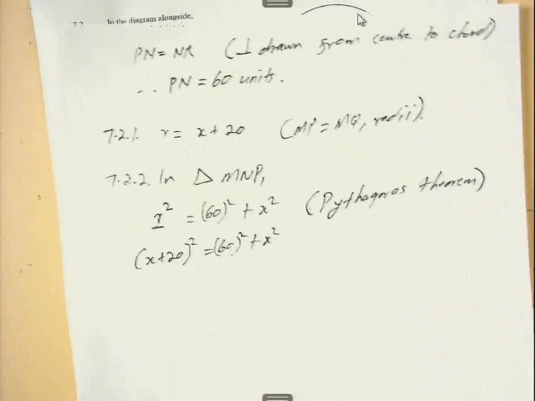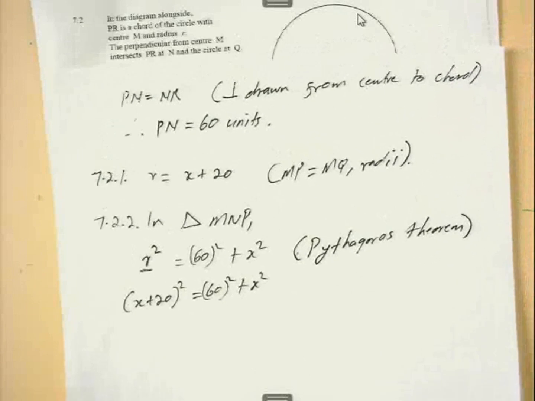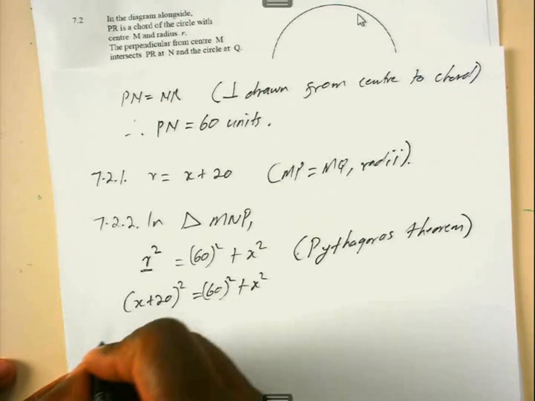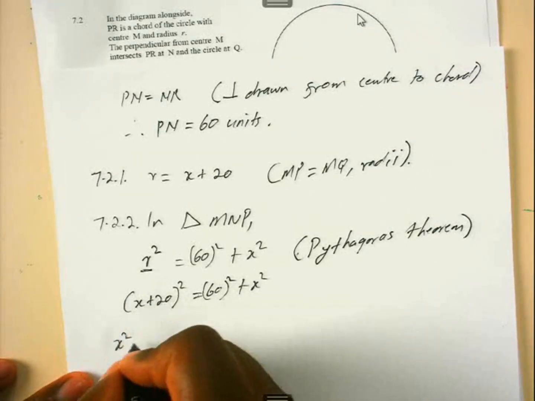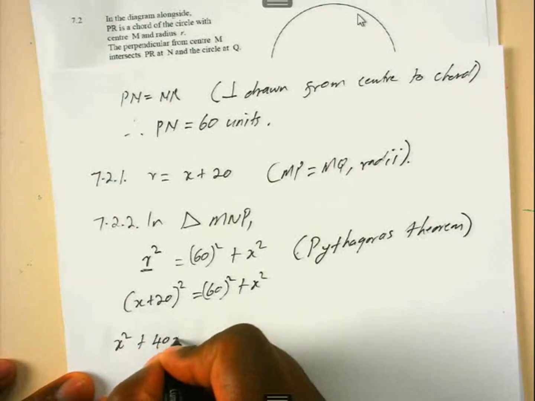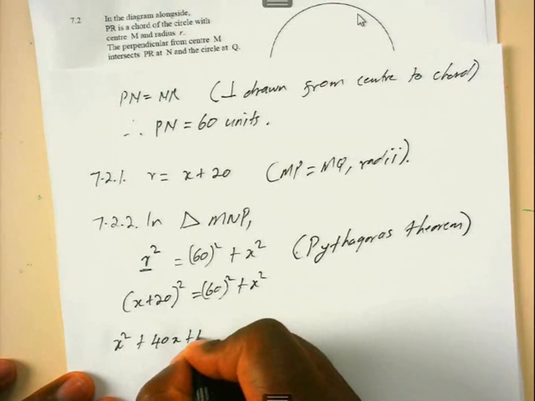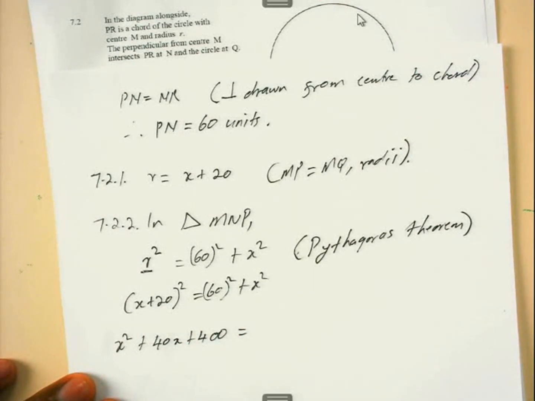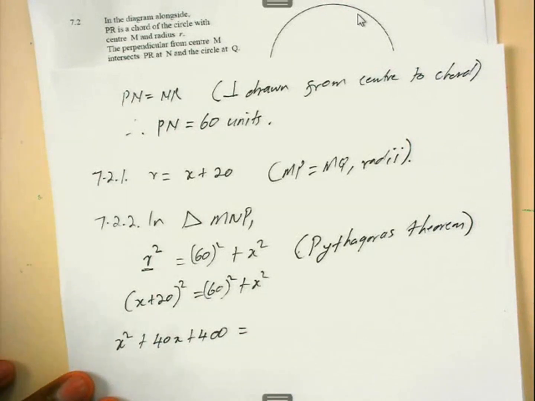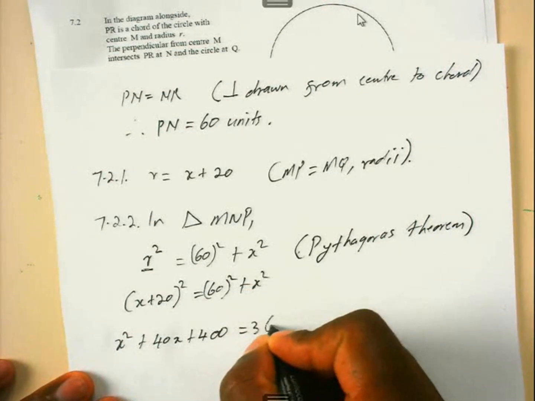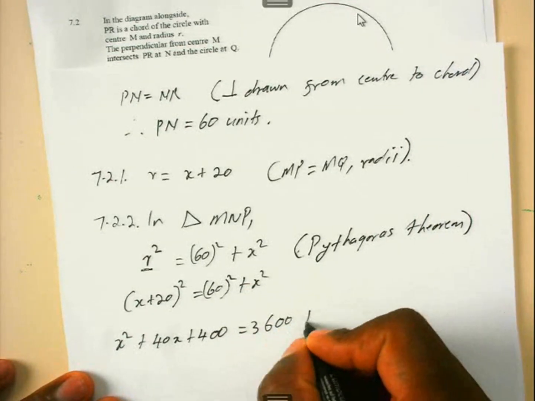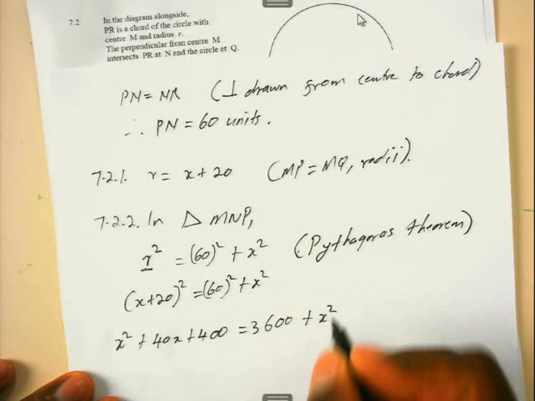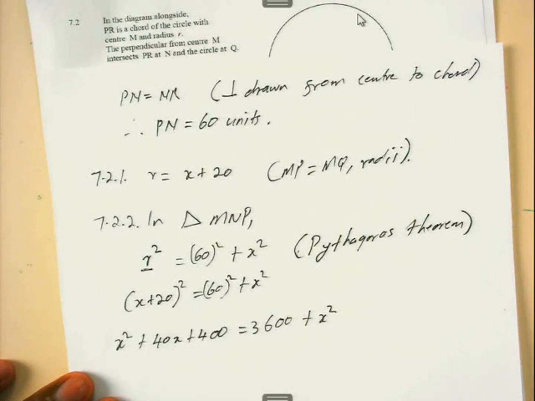Now let's apply algebra to solve this one. If you expand here, you've got X squared. Multiply here, you've got 40X. You square 20, then it will give you 400. Check 60. You square 60. 60 squared will then give you 3,600. 3,600 plus X squared. Now let's group the like terms.